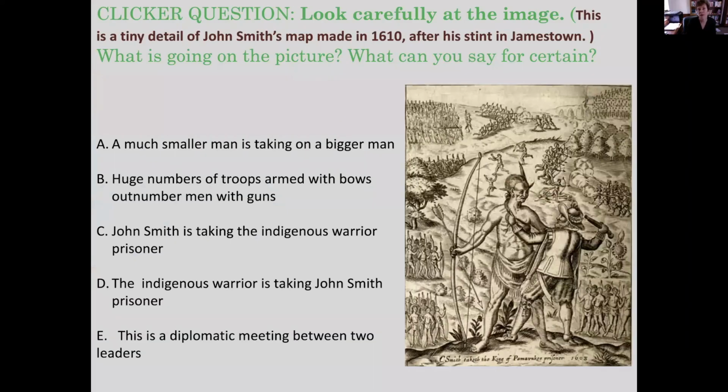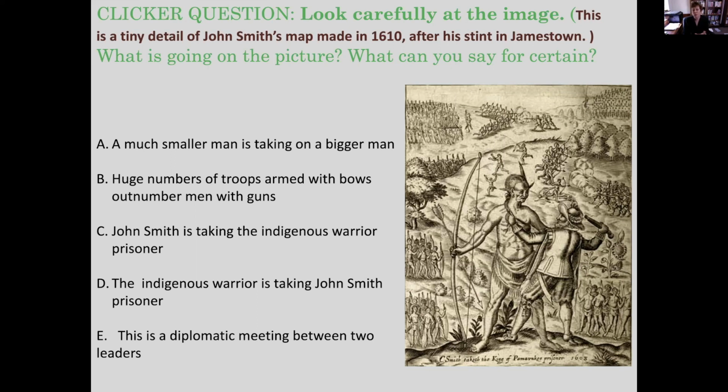Okay, so this is an image from the same lecture. I've done this comparison of early Virginia and early New Mexico, and I'm just asking them to look at this image. What's going on in the picture? What can you say for certain? I'm using clickers, but there'll be a split. People have different opinions about what they're seeing here. The thing in brown where it says a detailed John Smith's map, that's for you. They just see the clicker question and this question about what's going on in the picture.